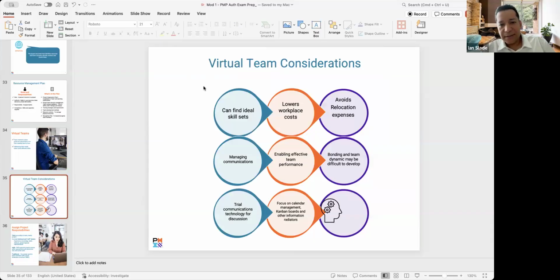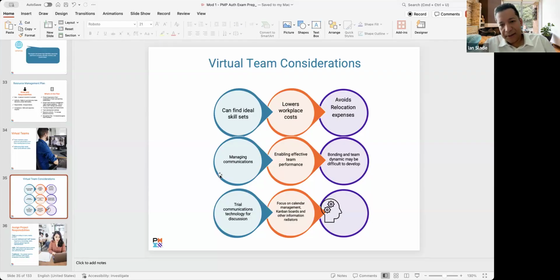So what are the considerations for virtual teams? You have the skill sets, right? You have lower workplace cost. As you can imagine, the rent of spaces when everyone, just sticking with UCLA, was on site, imagine the amount of footprint we had, and the rent that we had to pay. Avoiding relocation expenses. So if everyone had to be within an hour or so of the campus, could you imagine the cost of that? So those are some of the considerations why virtual teams is a good fit.